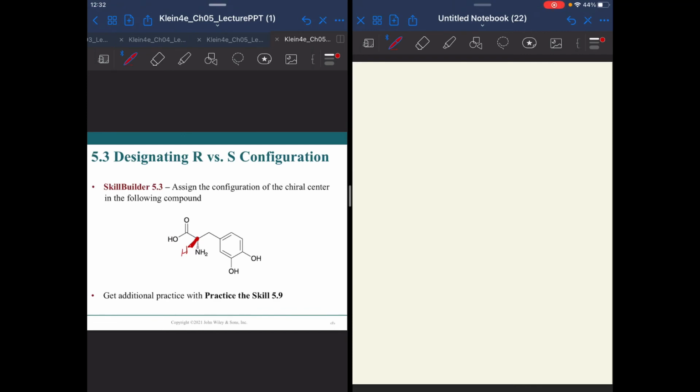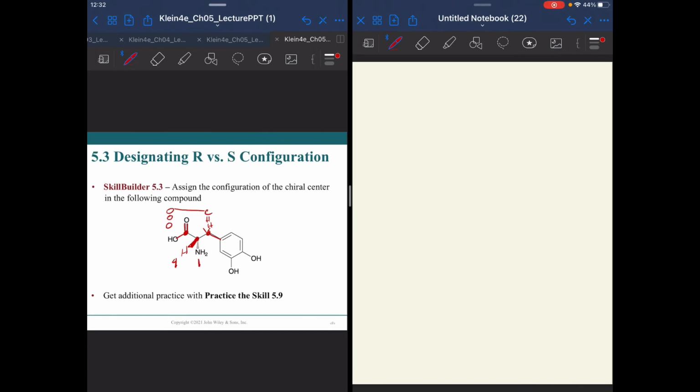Then we can go on. Nitrogen is going to be larger atomic number than carbon or hydrogen. Hydrogen is the lowest. We have a tie between carbon and carbon. The one on the left is attached to oxygen, oxygen, oxygen, because we go 1, 2, 3 bonds to oxygen. The carbon on the right is attached to a carbon this direction, hydrogen, hydrogen. The very first atom, we have a tiebreaker.